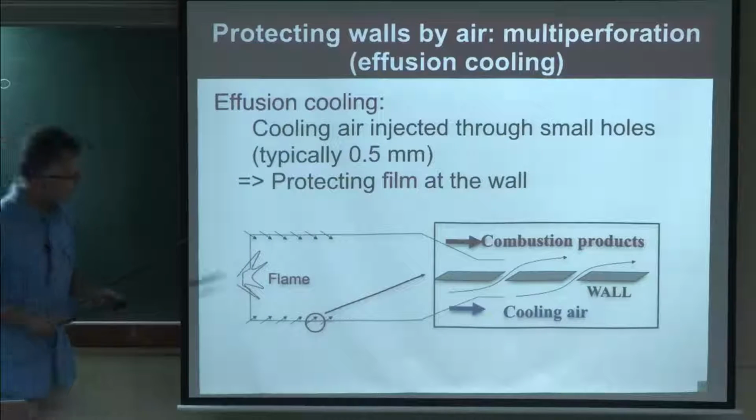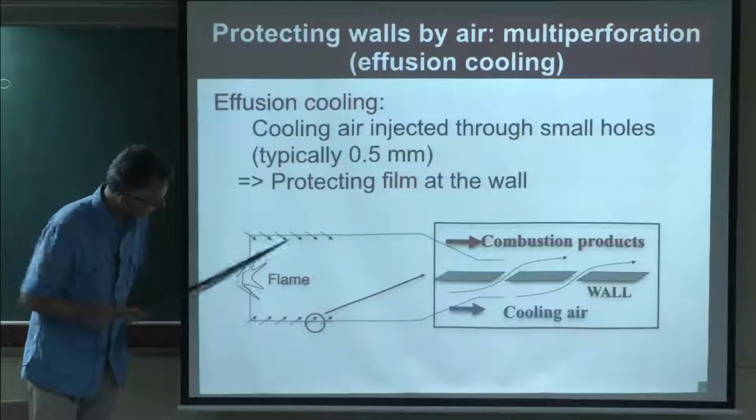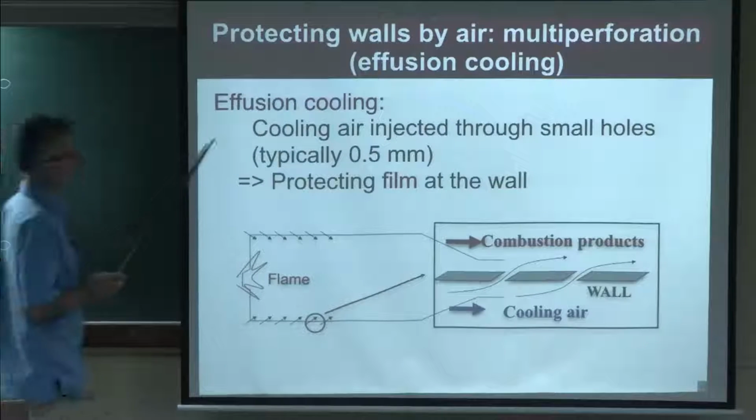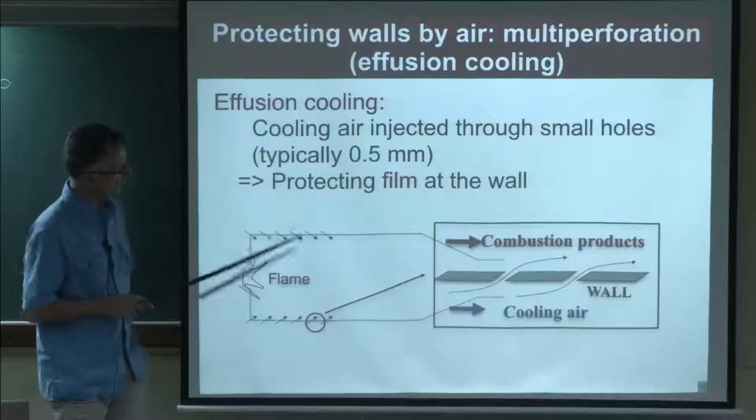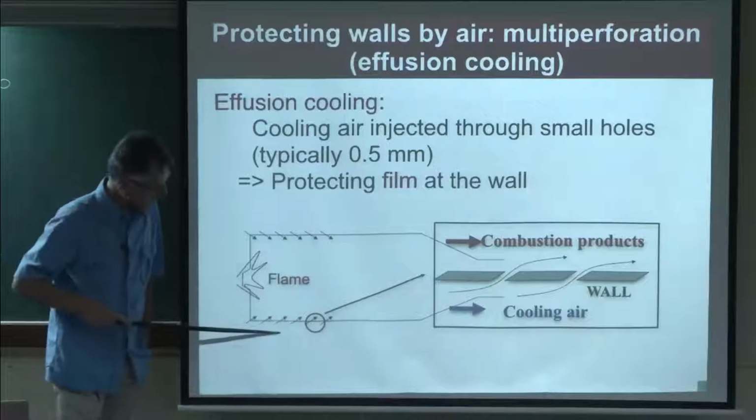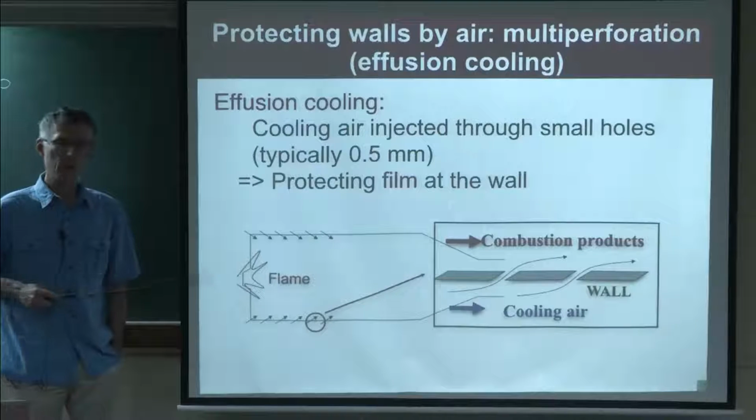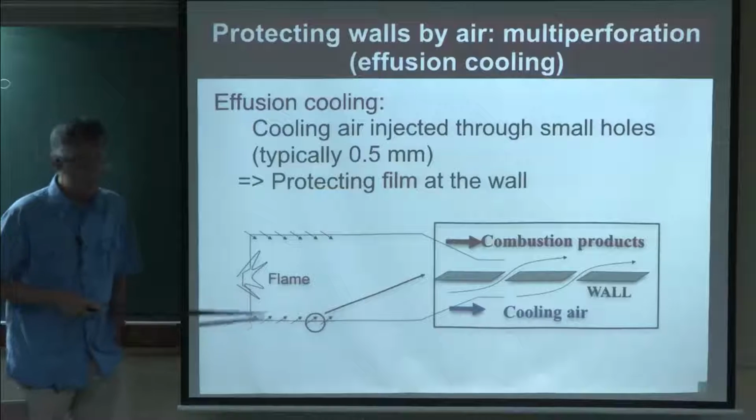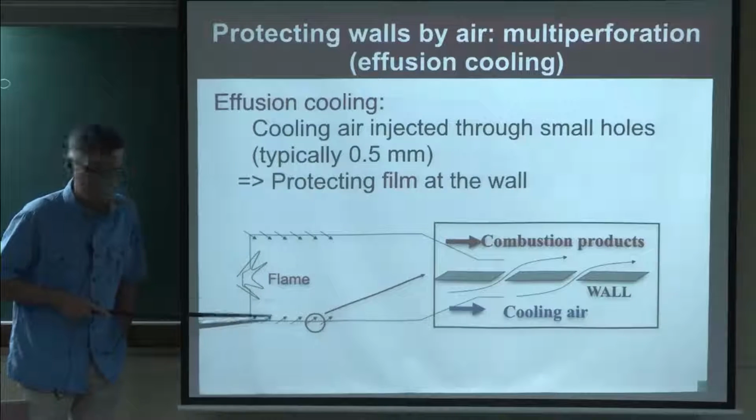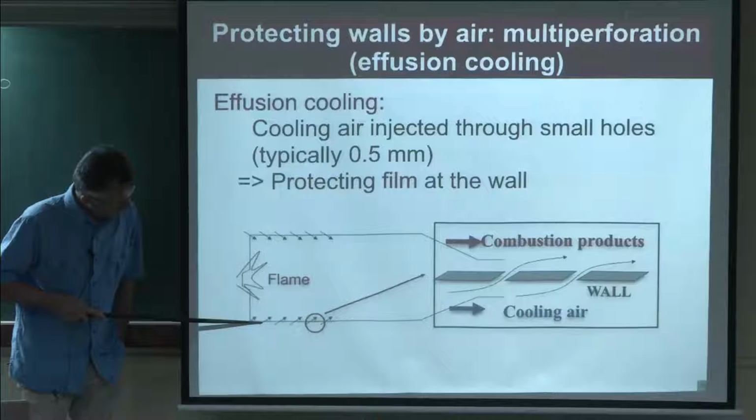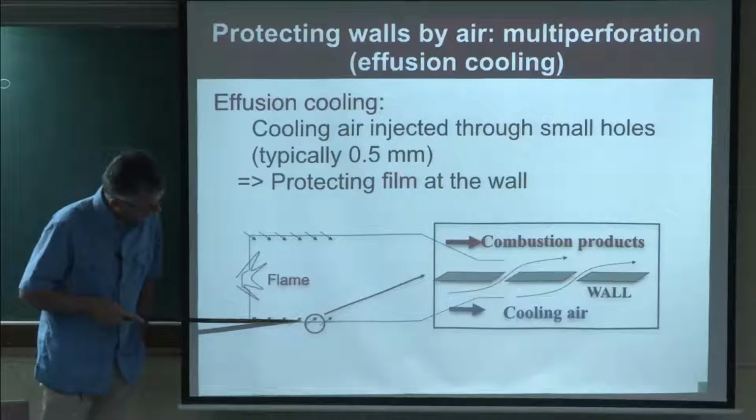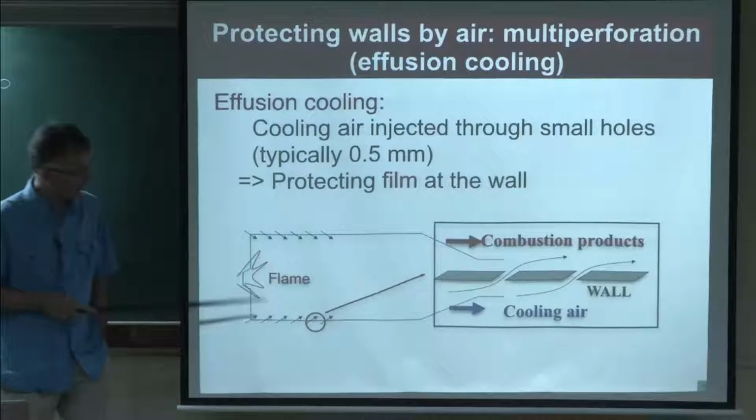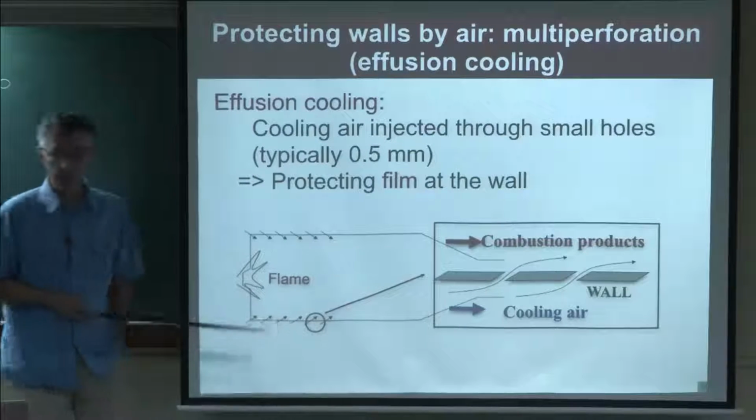So let's talk first about the walls which are located here. These walls, in almost all chambers, are cooled by using effusion. So what is effusion? Effusion is allowing some cold air, well, when you say cold, it's hot already, about 700 K because it's been through the compressor. But still it's colder than the gas here. This air is injected here through small holes, and the idea is to create a film of cooled air between the flame and the wall.